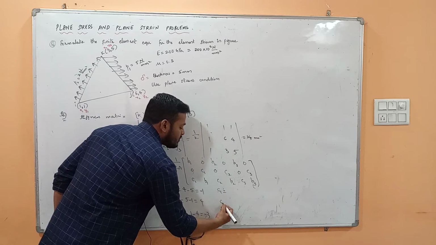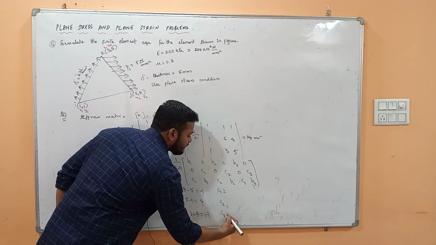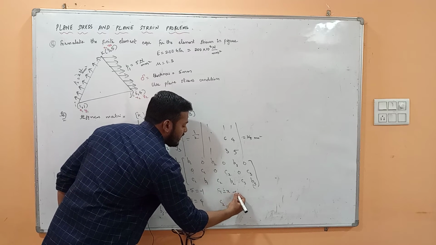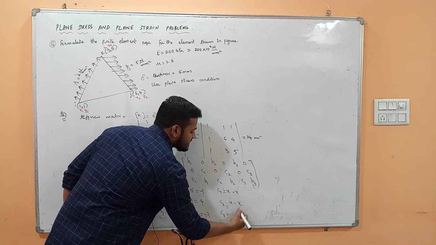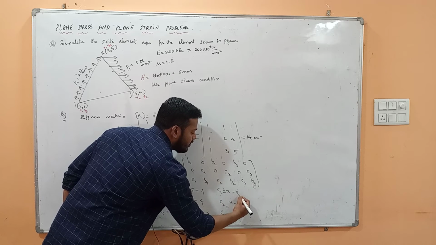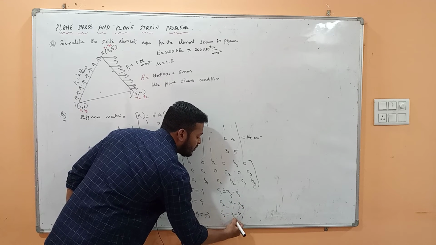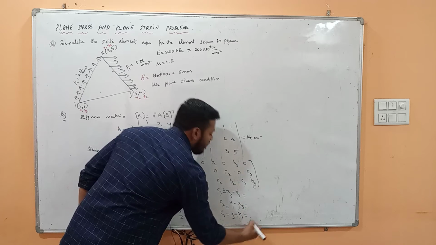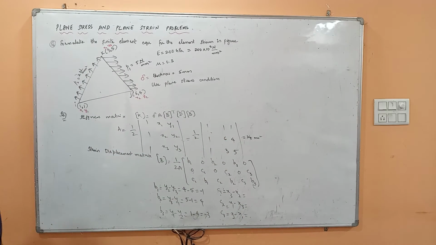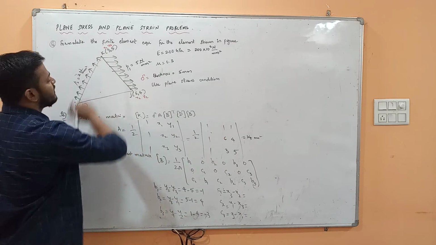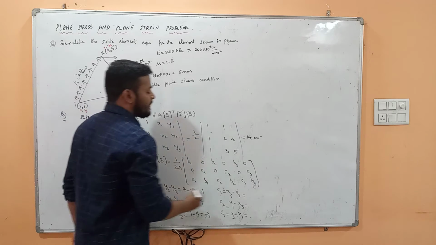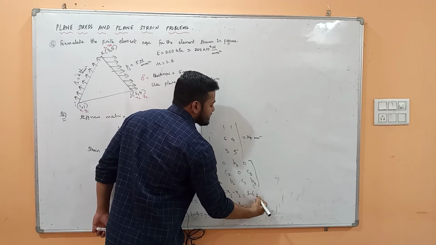Similarly, we have to find out C1, C2, C3 values. So C1 is x3 minus x2, C2 is x1 minus x3, C3 is x2 minus x1. So 1, 2, 3; 2, 3, 1; 3, 1, 2. Okay, so x3 minus x2. So x3 is 3, x2 is 6. So 3 minus 6 is minus 3.